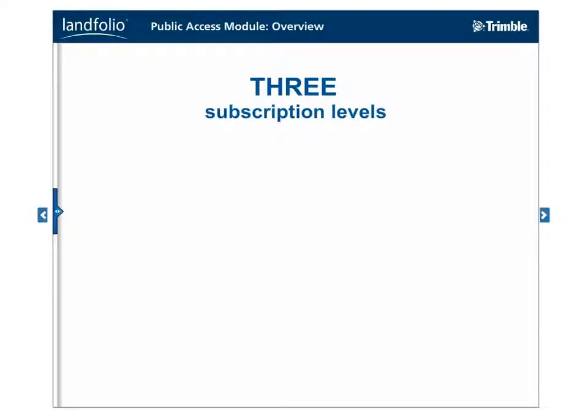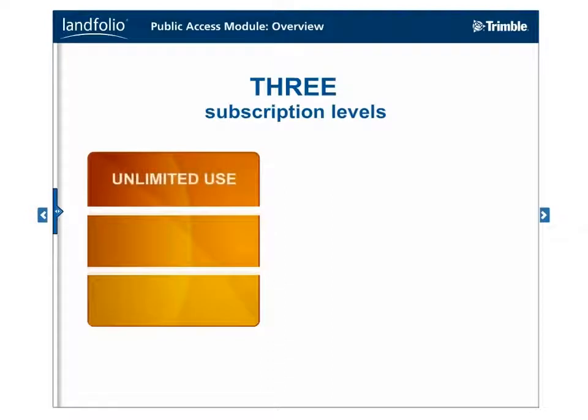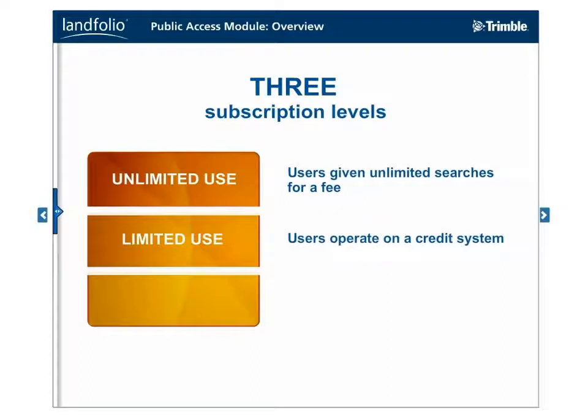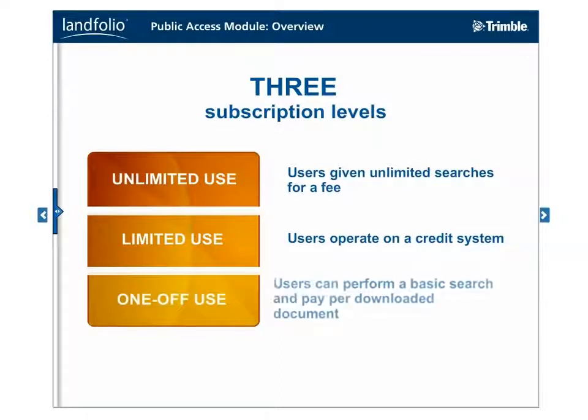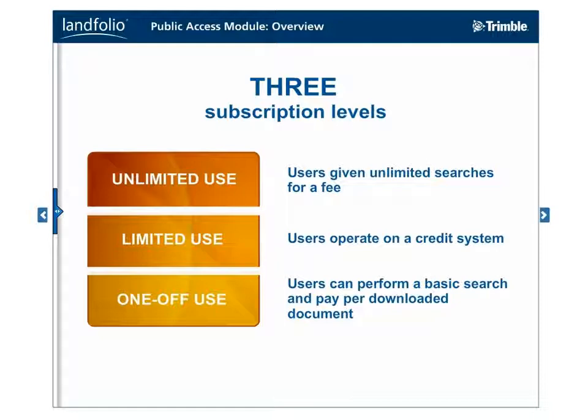The fee structures are determined by your government based on the legal regulations of your entity, so the fee concepts presented below are only a guideline. Unlimited use, where for a fee, users are given unlimited searches and downloads. Limited use, where for typically a lesser fee, users operate on a credit system with searches and downloads being applied toward credits purchased. And one-off use, where users can perform a basic search and then pay per downloaded document.